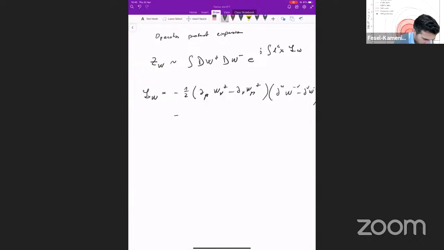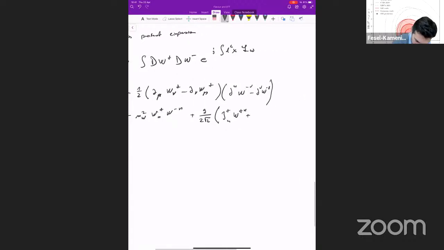Then we have the mass term for the W's, and then we can couple, since it's a generating functional, we're interested in currents coupling to W's, so let's write them explicitly. So there is a current J plus coupling to W plus, and there is a current J minus coupling to W minus. Okay.